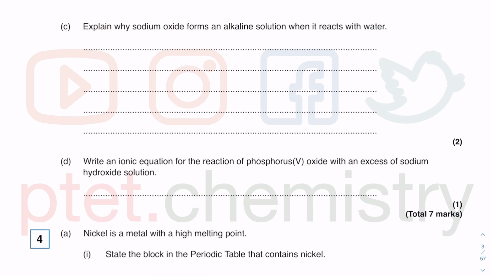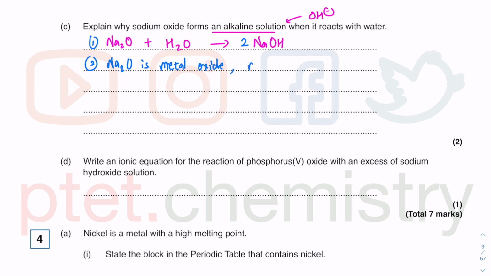In part C, why does sodium oxide form an alkaline solution? Well, I can write equation number 1. That's the most important thing. Write a balanced equation. You get NaOH. Alkaline solution means you have OH minus, and we've got to balance our equation, so there's 2 NaOH there. So we can say that Na2O is a metal oxide, and most metal oxides are basic oxides. Not all, because metal oxides such as aluminum oxide are amphoteric oxides. However, the majority of metal oxides are going to be basic oxides. They form alkaline solution when they react with or dissolve in water.